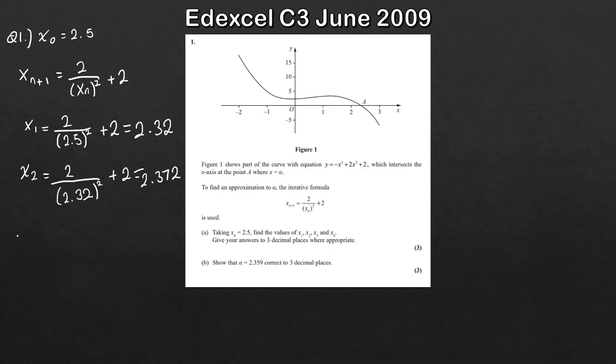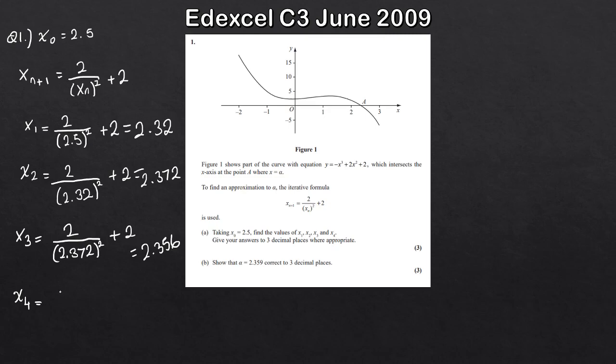Again, let's keep going. x3. We do 2 divided by the previous term, 2.372. We square this, and then we add 2 again. And what will this give us to 3 decimal places? This gives us 2.356. And then finally, x4.